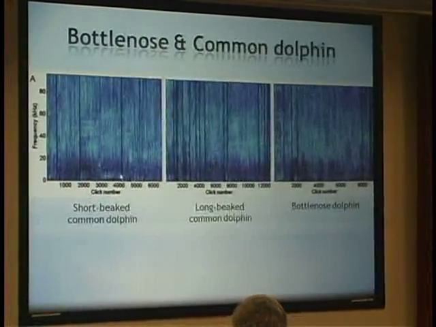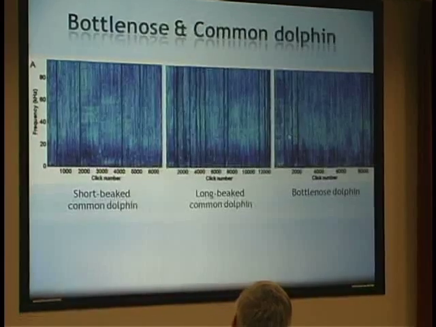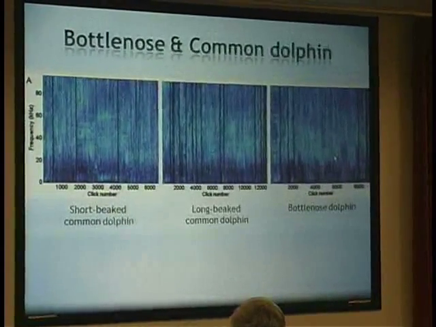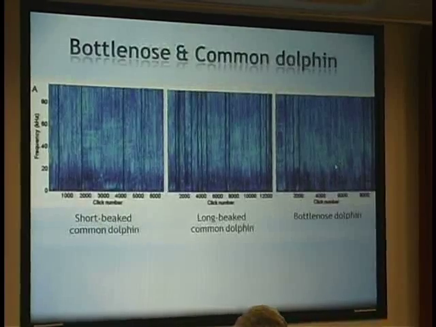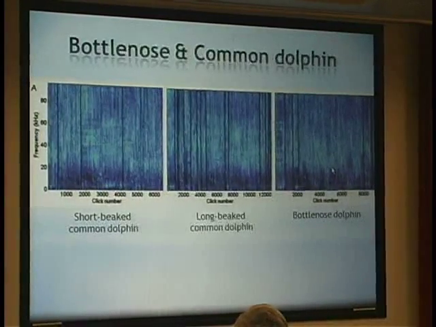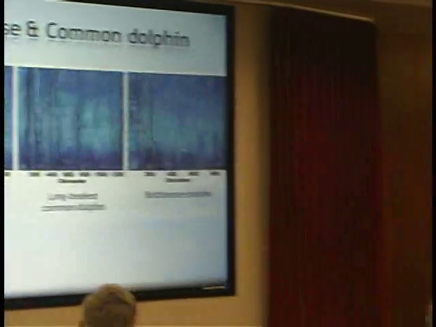Bottlenose and common dolphins, in comparison, do not have anything like that. This is an example of short-beaked and long-beaked common dolphins together with bottlenose dolphins, and they just look absolutely indistinguishable. To this point, we haven't really managed to change that. Also, automatic classifiers haven't been too successful in taking care of that.